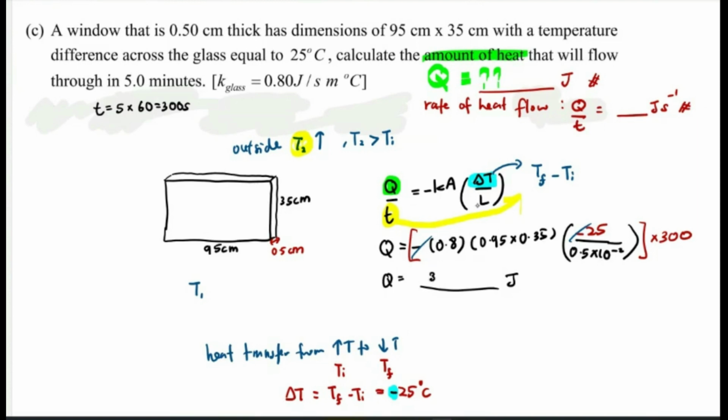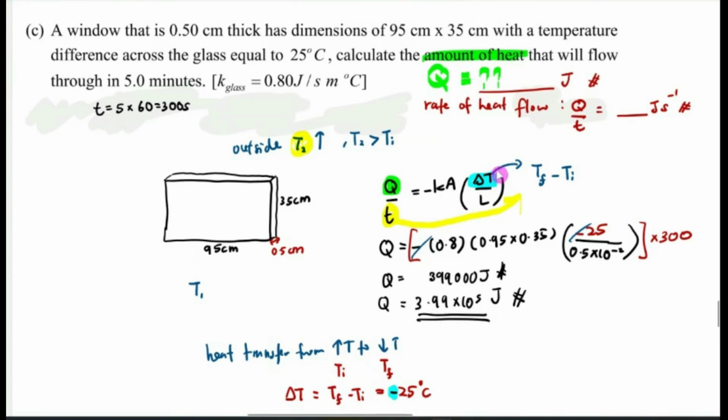399,000. Ataupun awak boleh tulis 3.99 exponent 5. Okay. Exponent 5 joule. Unit jangan lupa, joule. Kalau awak tinggalkan dalam yang atas ni pun betul juga. Okay, boleh. So kena faham guna.